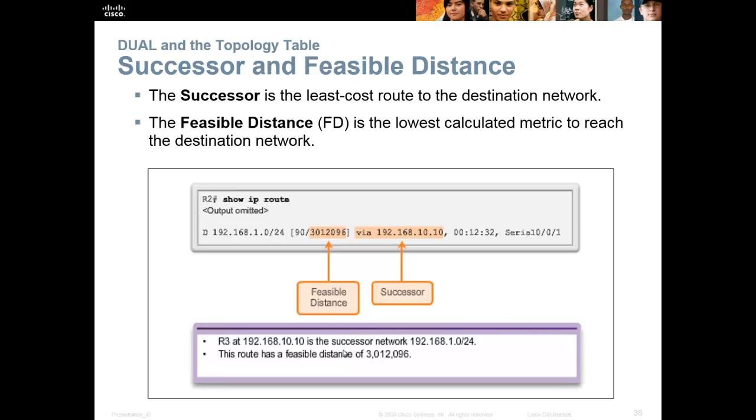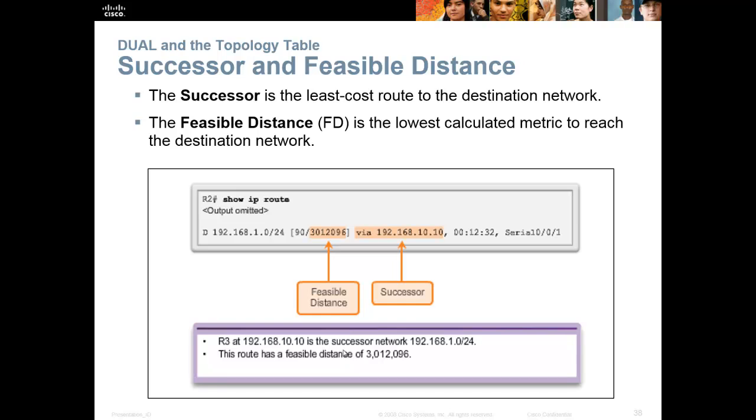A successor has a feasible distance, and that feasible distance is what I report as my best path to other routers, and other routers see that as my reported distance. So for me, it's my feasible distance, but for other routers, they see it as a reported distance from me. So a successor is the primary with a feasible distance, and a feasible successor is a backup route. I know it's very confusing.